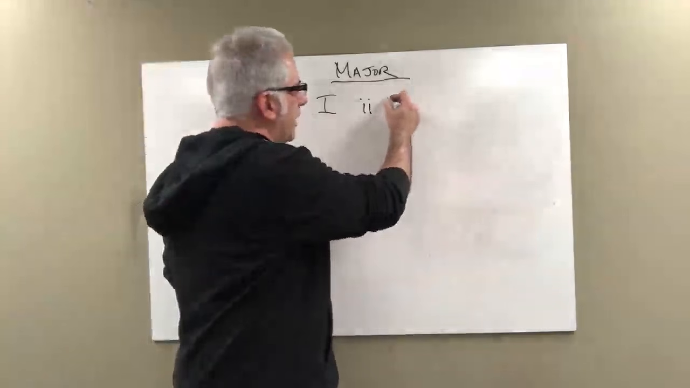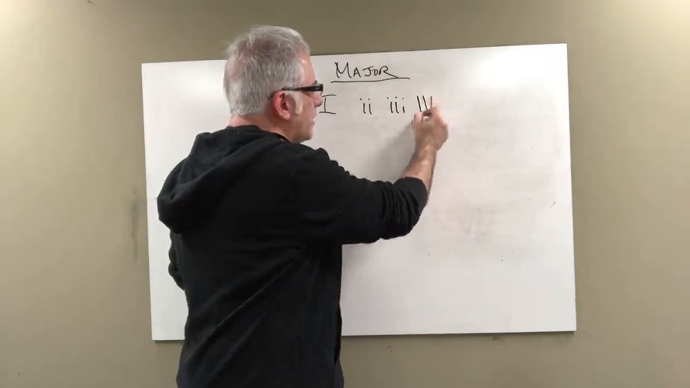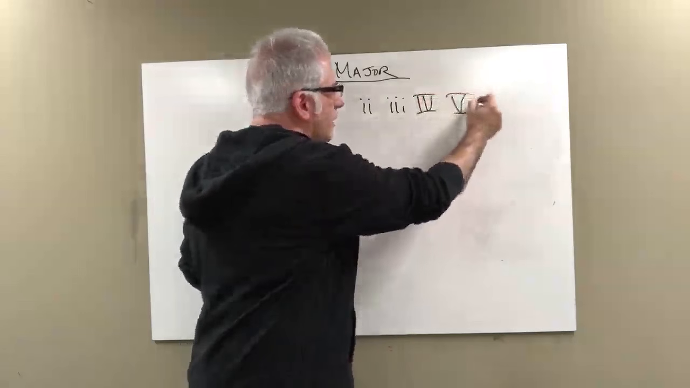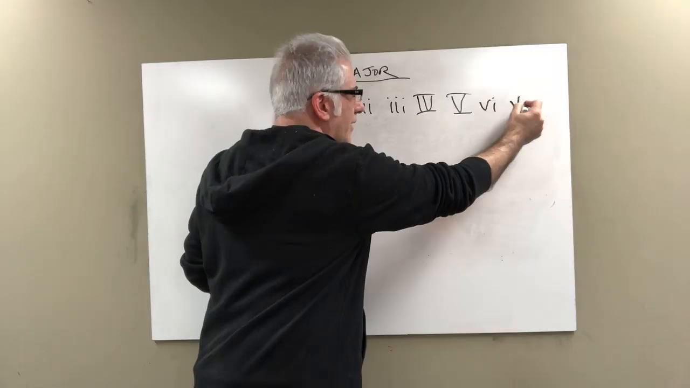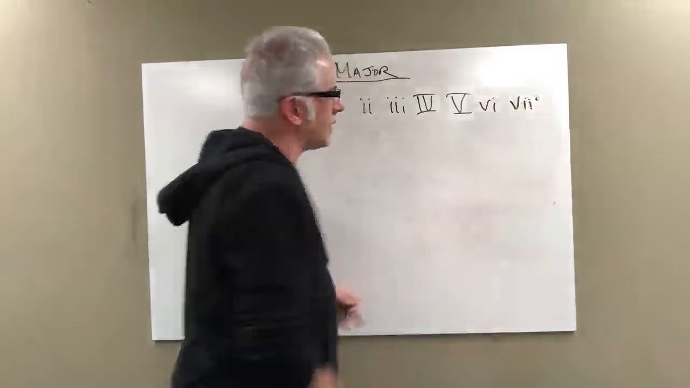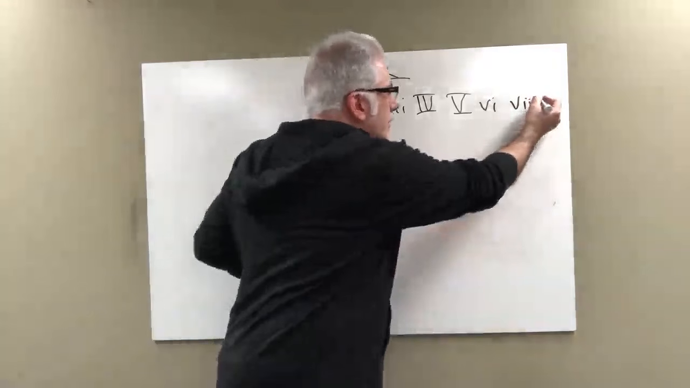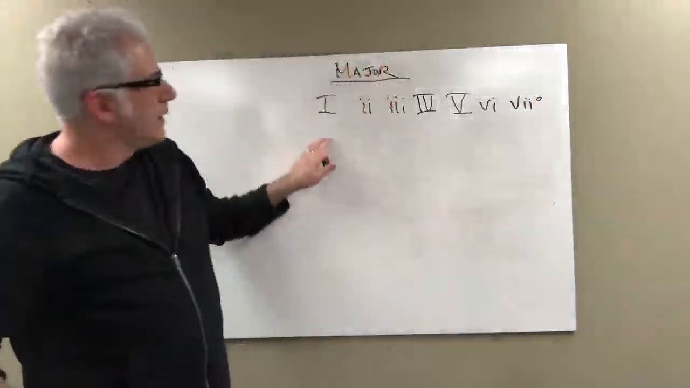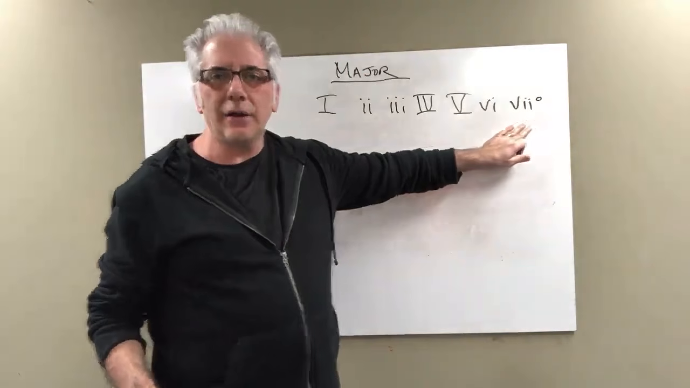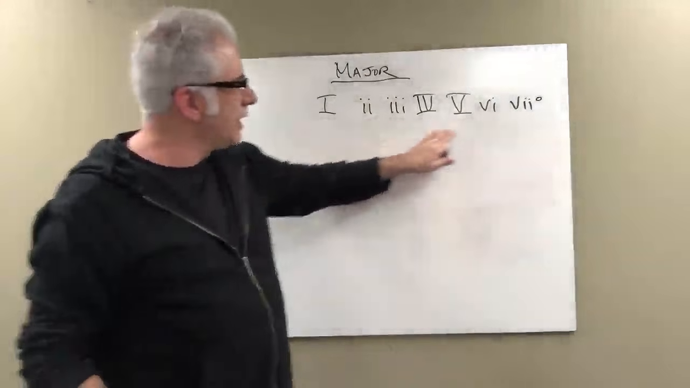Your three chord is minor. Your four chord is major. Your five chord is major. Six chord is minor. And your seven chord is diminished. That little circle means diminished. That's not a six, it should be a circle. There we go. So this is always your pattern of chords in a major key.